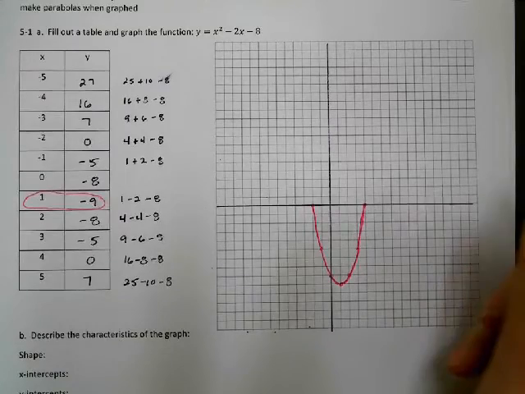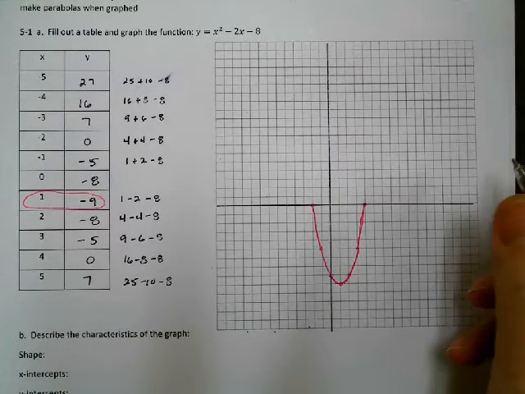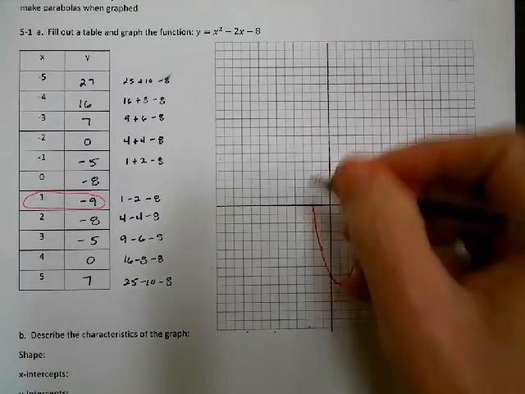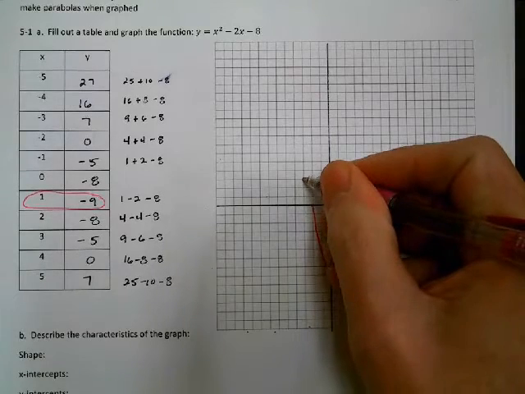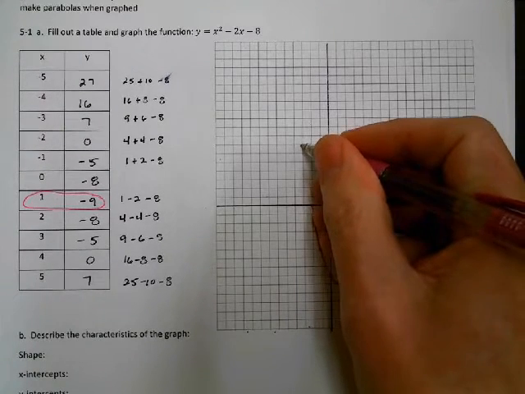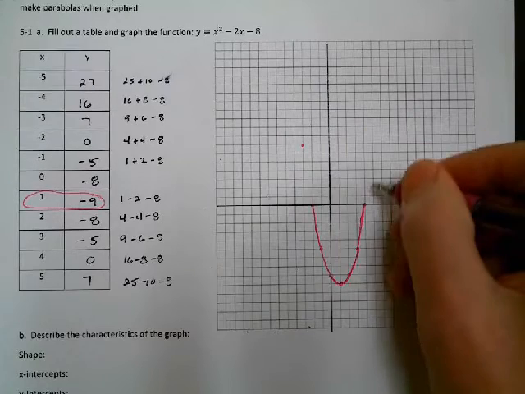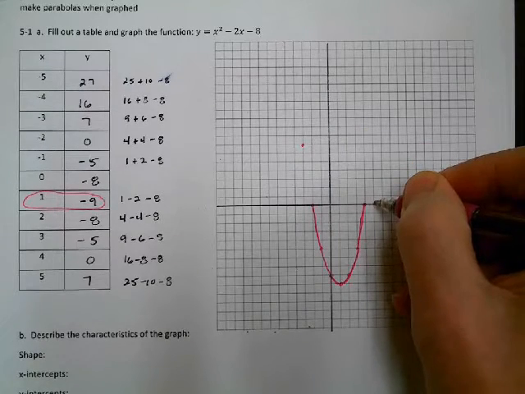All right, let's keep on going. So at -3, 7, 1, 2, 3, 4, 5, 6, 7. And then over here at 5, 7.